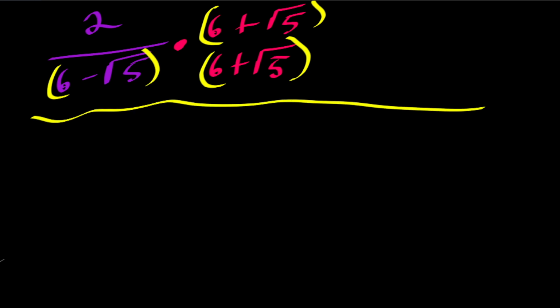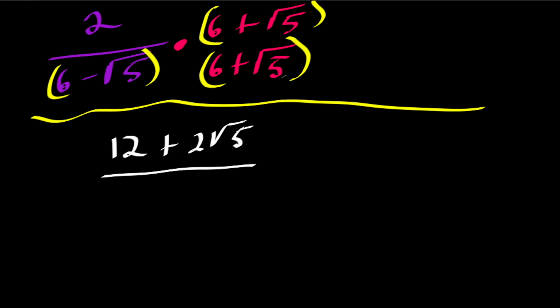All right, so now we have 2 times 6, which is 12. 2 times the square root of 5, which is plus 2 radical 5. That's going to be on the top. Now remember, when we do this foiling on the bottom, we should end up with our square root 5 going away. Let's just make sure that happens. So we're going to foil this.